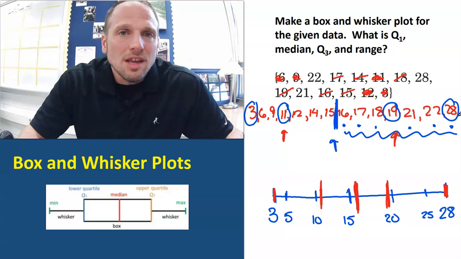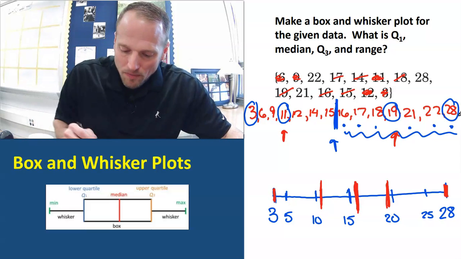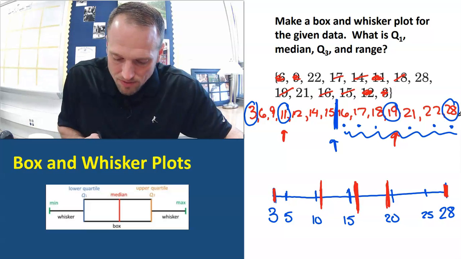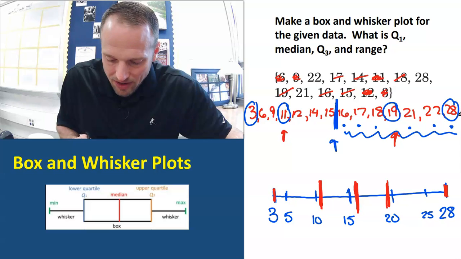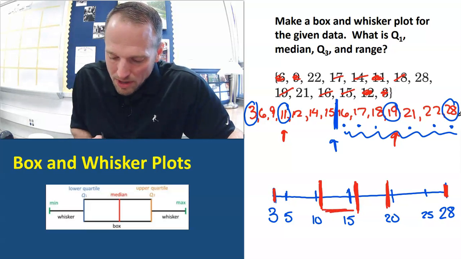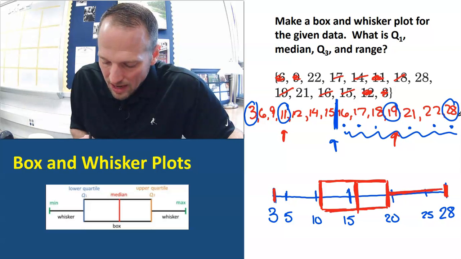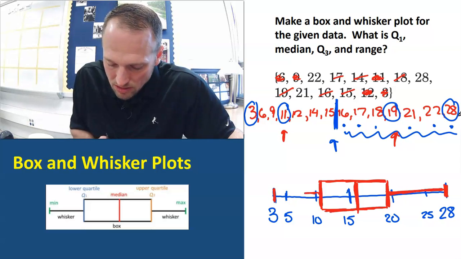Then we're going to write this and mark these on a number line. So my middle I marked was 15. My smaller one down there was 11. And my bigger one up here was 19. Now, all we have to do is make our box by closing these in, and make our whiskers by drawing it out to the smallest and the largest.